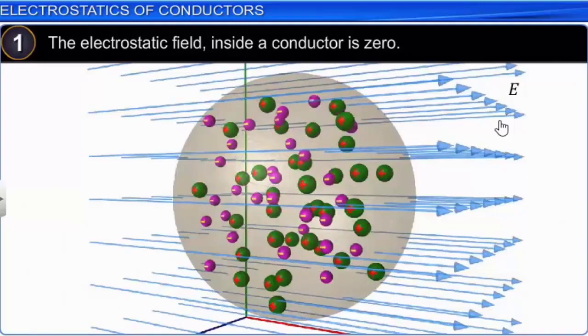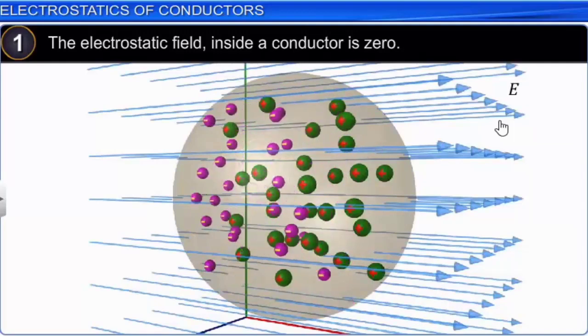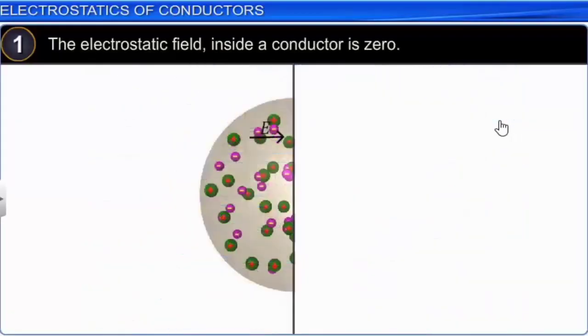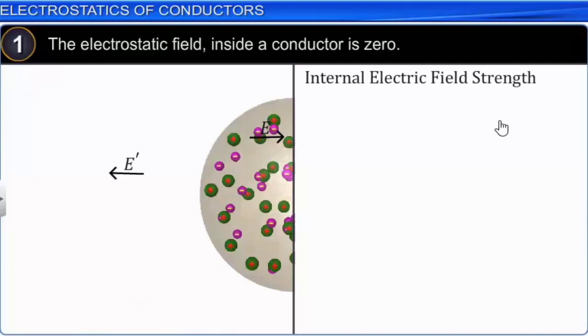This causes a plane of negative charge to be present on the left surface. This, in turn, causes a plane of positive charge to be present on the right surface. These planes of charge create an internal electric field whose strength is denoted by E dash, opposite to that of the external electric field.